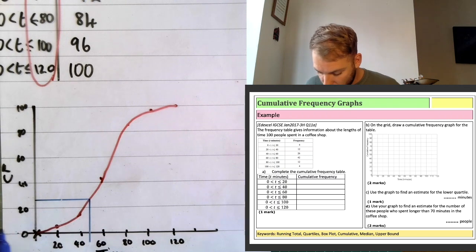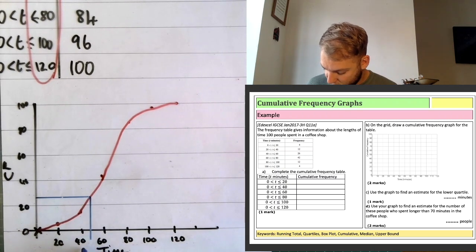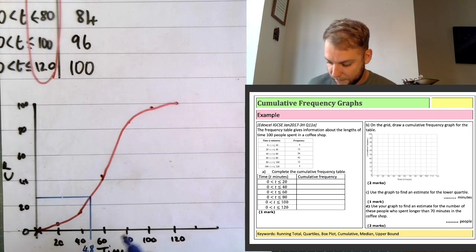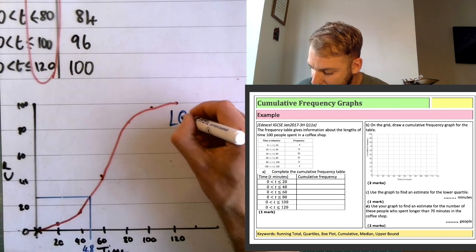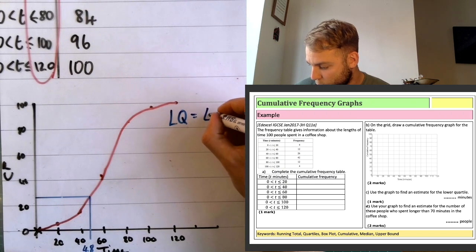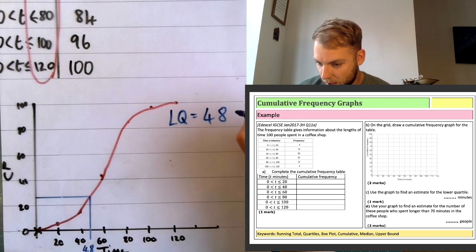So here, what have I got? I've got across down, so just under 50, maybe 48, I'd probably say there. So my lower quartile is equal to 48 minutes, is that?